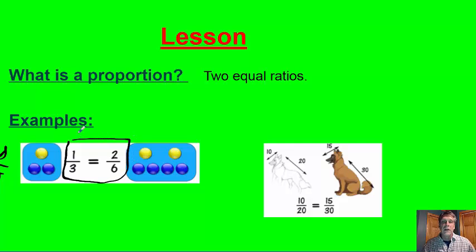Now, some of you are looking and saying, hey, those are equal fractions. Yeah, they're like equal fractions, and we kind of treat them like equal fractions, but we call them proportional. Okay, I've got another example for you.